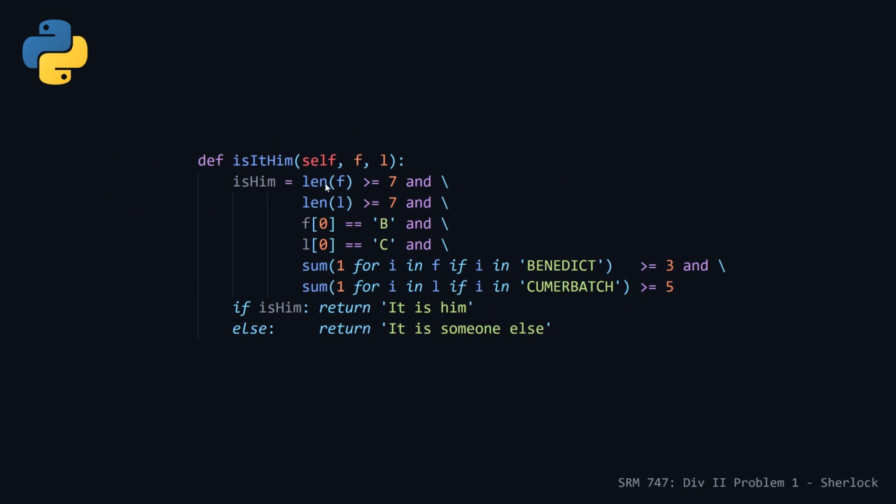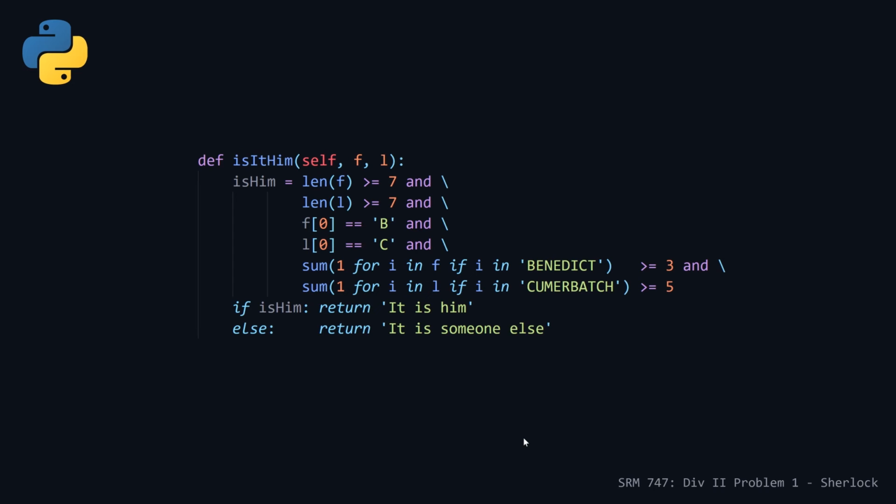So here's our function, is_him, takes the two strings as well, and here are our criteria. So instead of using size on our string data structure, we're using the generic len function, checking the first characters, and then we can use the sum function with a generator to check how many characters in our strings f and l exist in Benedict and Cumberbatch. So that's about it. I like the Python solution the best.